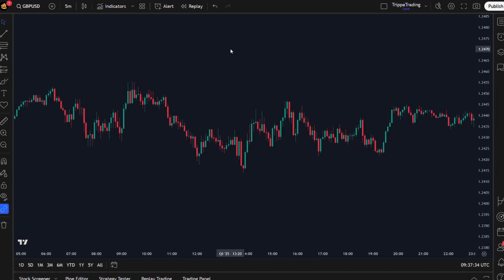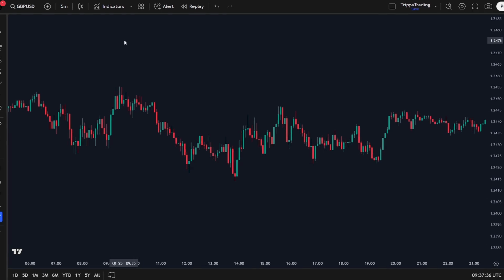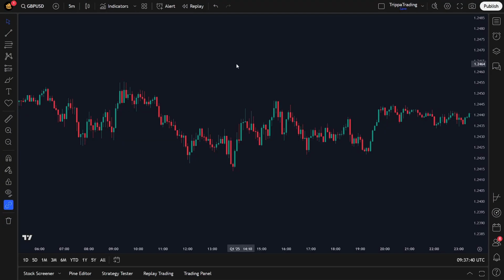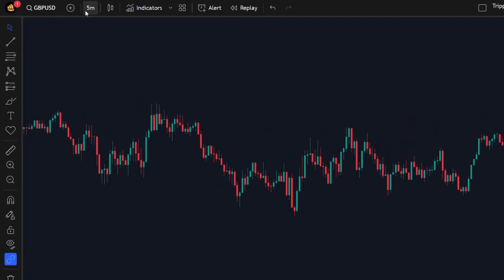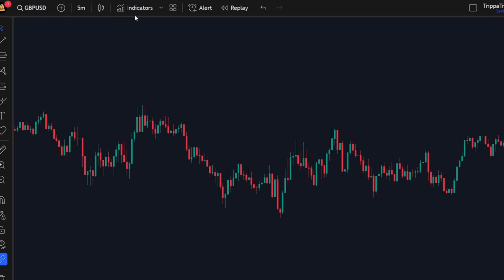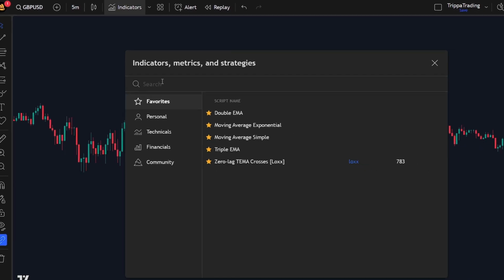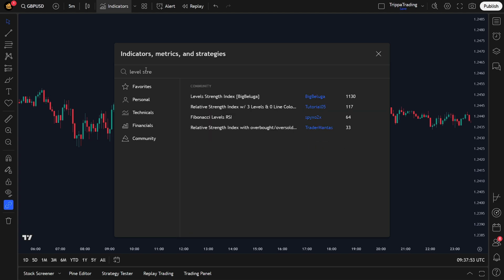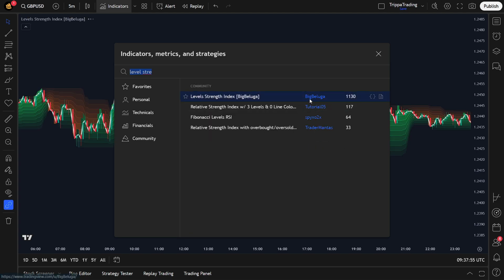To add this indicator to your chart, go to TradingView. Select the security you want to trade and pick a time frame. For this demonstration, I'll be using the 5-minute chart for GBP, USD. Next, click on the Indicators tab. Here, type in Level Strength Index and choose the one created by Big Beluga.